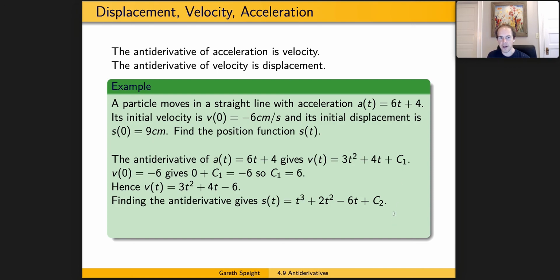So now we want to use the information that s of 0 equals 9 in order to solve for the constant c2. If we plug in t equals 0, we are going to get c2, and that should be equal to 9. So we know that c2 is equal to 9. Now we can write out our position function. s of t is t cubed plus 2t squared minus 6t, and then our constant is plus 9.